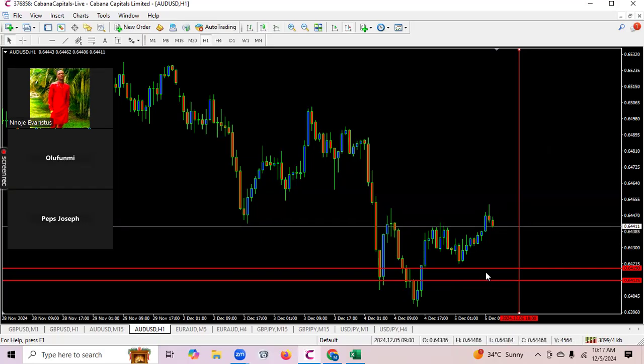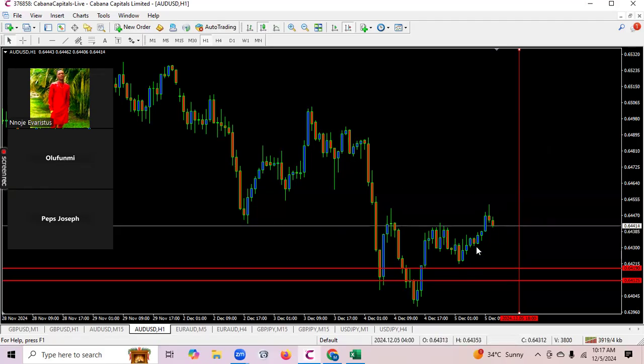So the pattern that forms after this gap gets filled: if a bullish reversal pattern forms after this gap gets filled, then I'll buy Australian dollar USD. But if price breaks out from this fair value gap and they are coming for this low, then I'll have to wait for this low to be cleared, and wait for a bullish reversal pattern to form before I will buy.